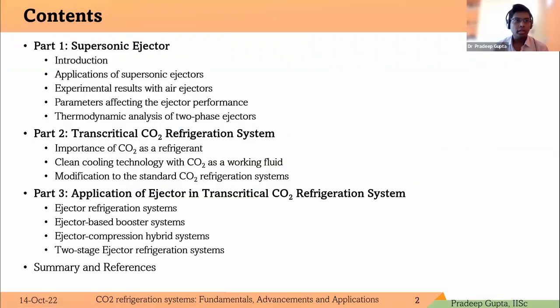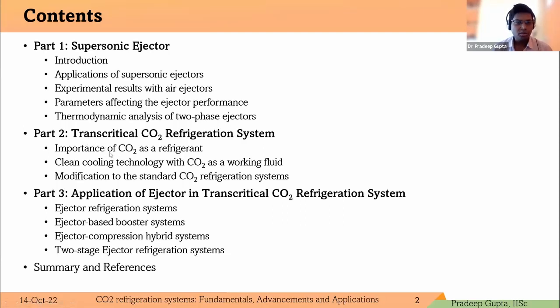So these are the contents of my presentation. This presentation has been divided basically into 3 parts. In the first part, I'll explain the supersonic ejector, various applications of ejectors, and experimental results with the air ejectors that we have conducted at IISc Bengaluru. Then the different parameters that affect the ejector performance and in turn the system performance, and a brief analysis of the two-phase ejector, because ejectors applied in CO2 systems mostly operate in the two-phase region.